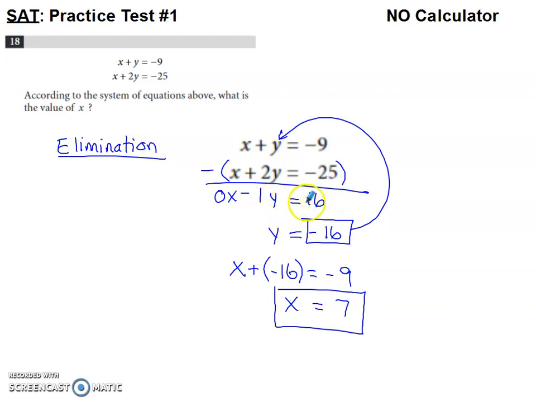So if negative 1y equals positive 16, divide both sides by negative 1 to get the solution for y. Now it asked for the solution of x, so it'd be a shame if you accidentally put negative 16 in as your answer for this.